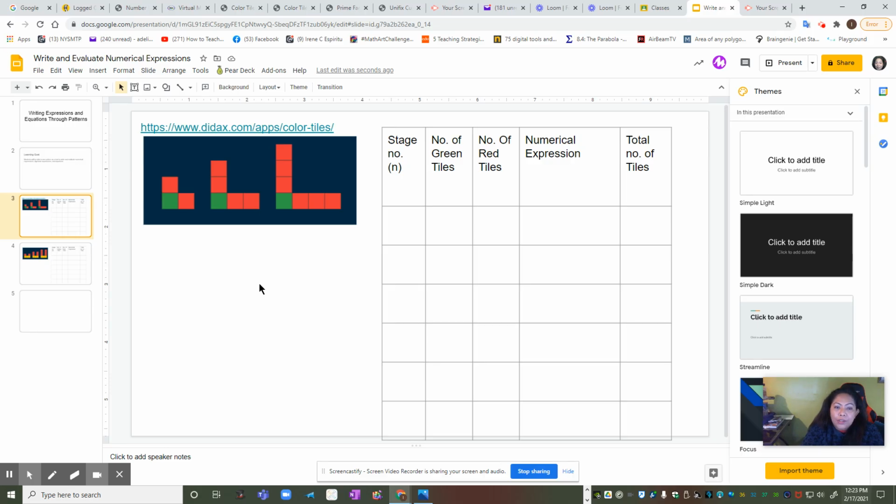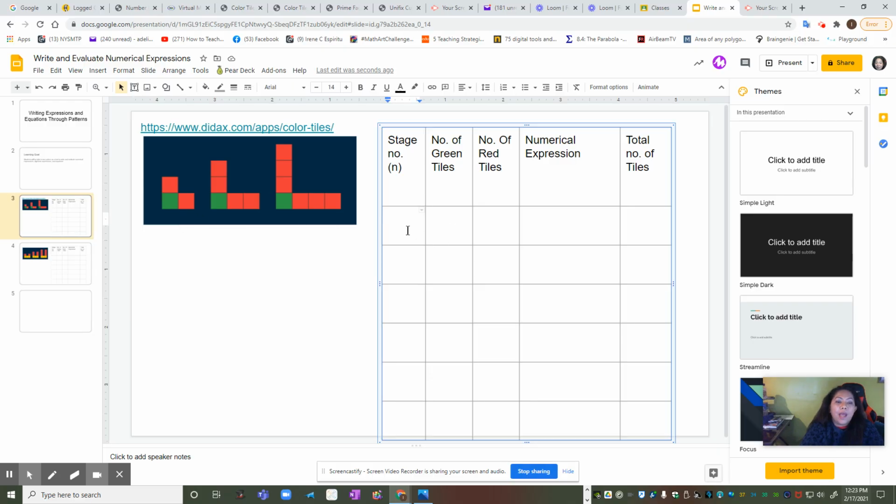Here we have a pattern. As you can see, you have three stages. Stage one, we have one green tile and then you have two red tiles. So in order for us to write the total number of tiles, we're going to write the sum. So 1 plus 2, the sum of the green tile and the red tiles. So that would be a total of 3.